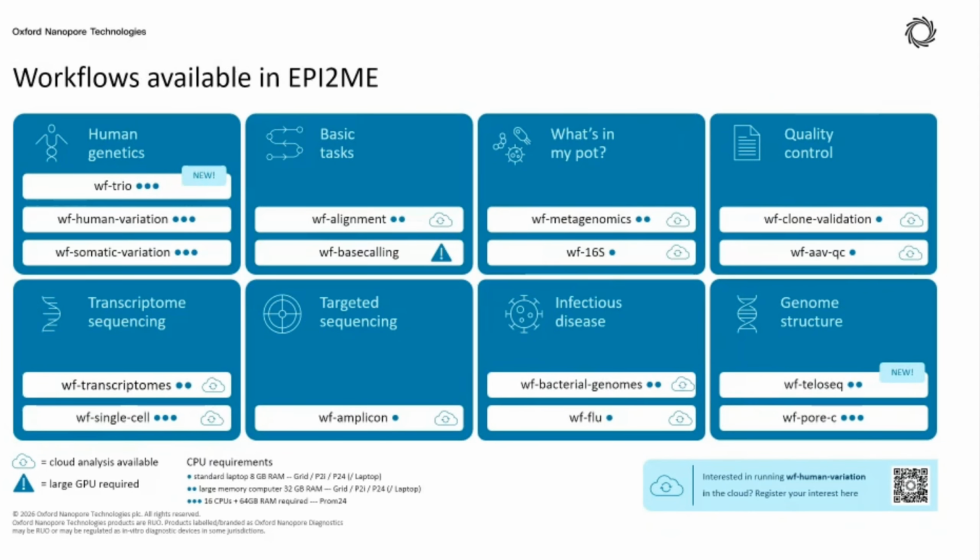So for the workflows or pipelines that are available in EPI2ME, in addition to the human genetics related pipelines, at the moment there are three: trio analysis, human variation, and also somatic variation for cancer study. And then in addition to human genetics, there are also pipelines available for analyzing different applications, such as the transcriptome, targeted sequencing, metagenomics, bacterial genomes, fungal genomes, and so on. Depending on the needs. So today we will be looking deeper into the human variation pipeline.